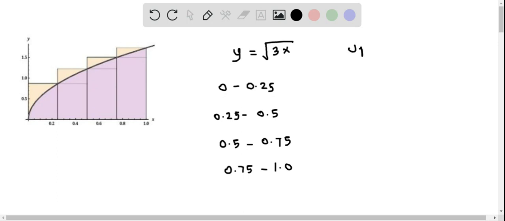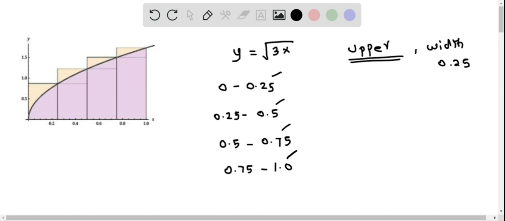And when calculating the upper sum, we should consider the right endpoints and determine the value of the function at the right endpoints, which gives the height of each of the rectangles. And then the width of each of the rectangles is 0.25. And so let's determine the upper sum. So for the upper sum, we consider the right endpoints. So the right endpoints are 0.25, 0.5, 0.75, and 1.0.